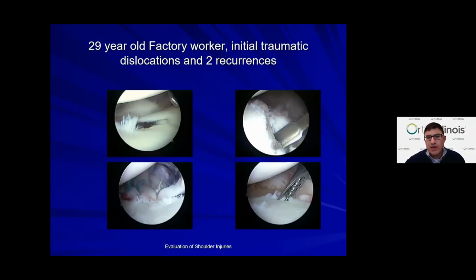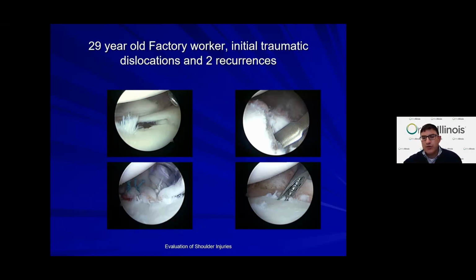This is a 29-year-old guy. He worked in a local factory. He dislocated his shoulder after falling off a forklift, and I initially treated that non-surgically. Then about 3 months later, he was reaching up to grab something heavy from a shelf, slipped, and his shoulder dislocated again. He was scheduled for surgery. While we were waiting for it to get approved, he had another dislocation. So this is somebody who had a highly unstable shoulder.